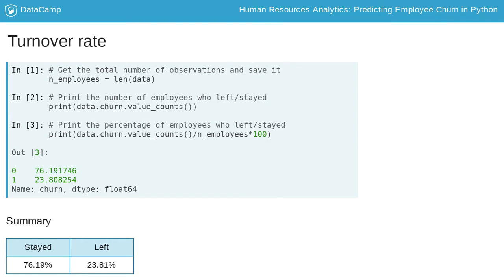First, we get the number of all the employees, which is basically the length of our data. Then, we count ones and zeros in the column churn. Finally, we divide the counted values by the number of employees and multiply by 100 to get percentages. As you can see, around 76% of our employees stayed, while 24% have churned. Thus, we conclude that turnover rate is 24%.